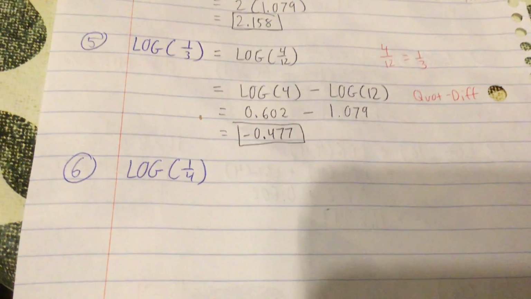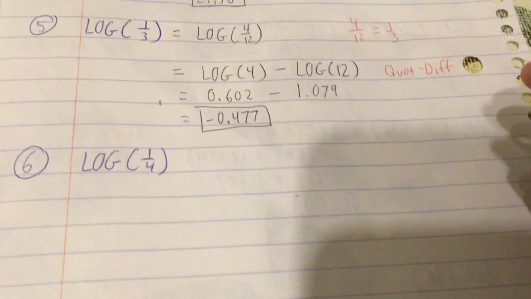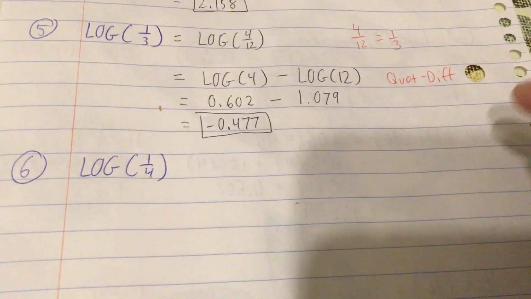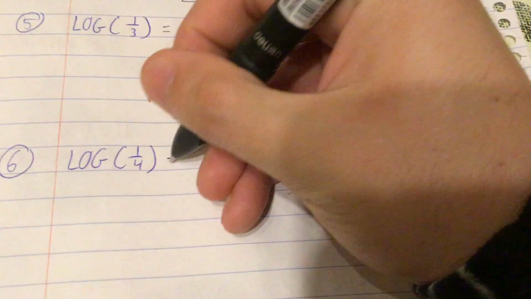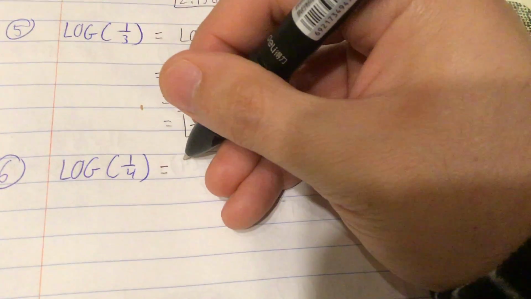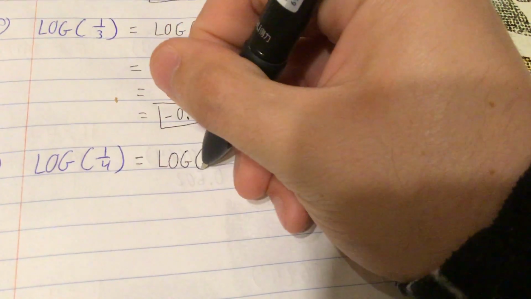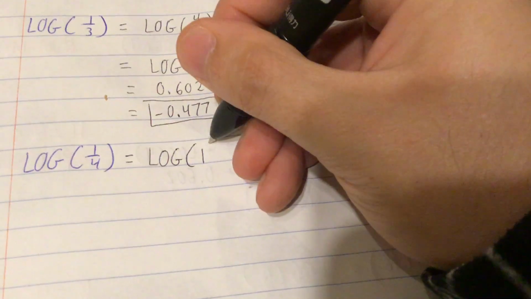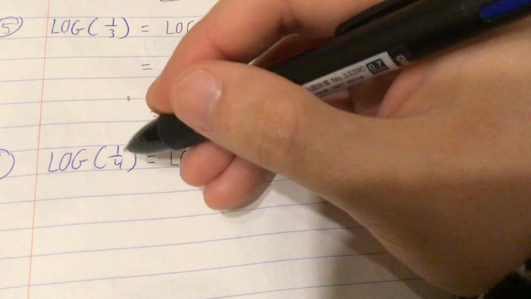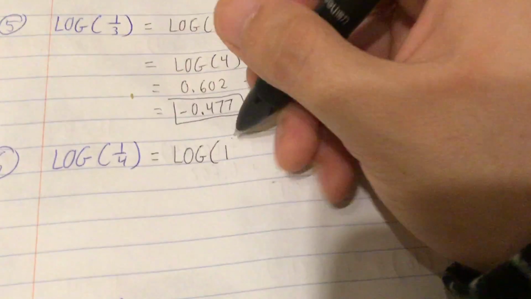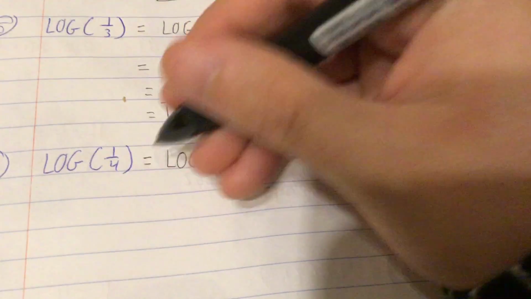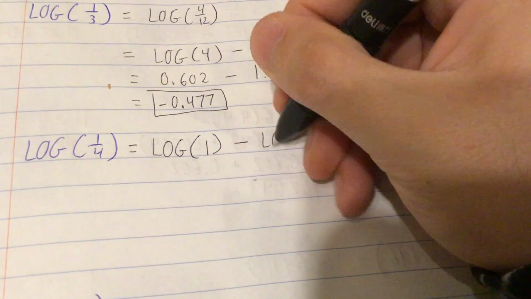Well, log of 4, log of 12. Well, oh, I take it back. It just dawned on me. Remember that I know, sorry, this is log of 1 over 4. I'm given 4, and I'll show you something. I can expand this by making this log of 1 minus log of 4.